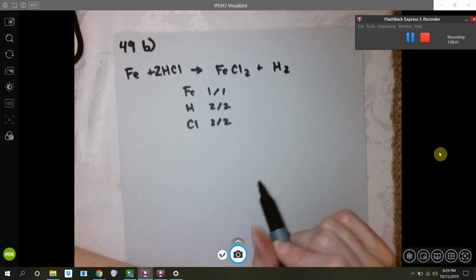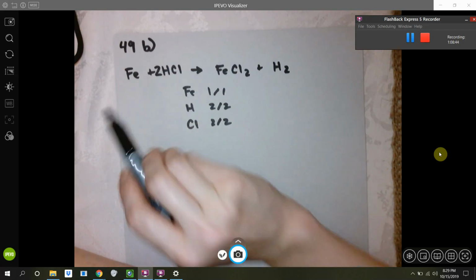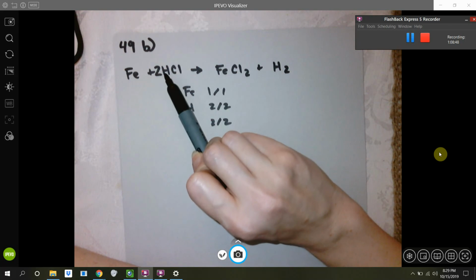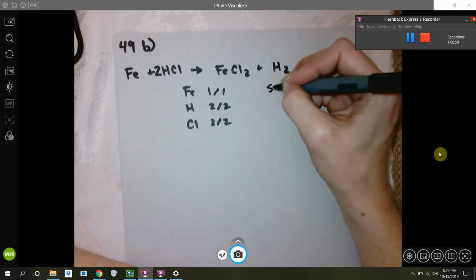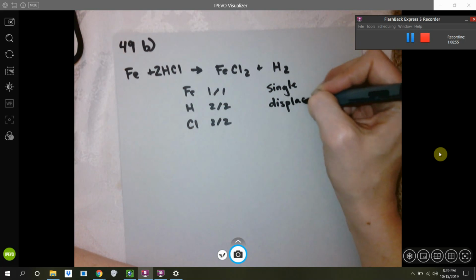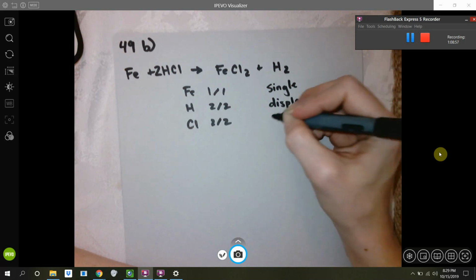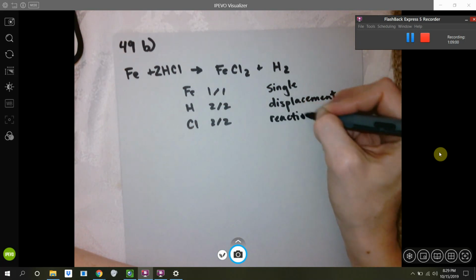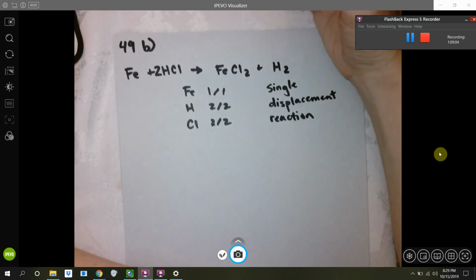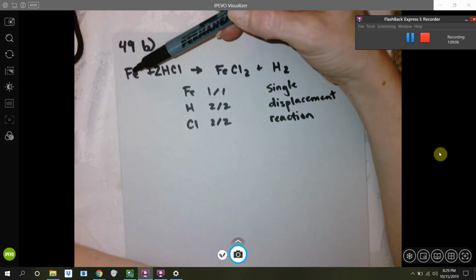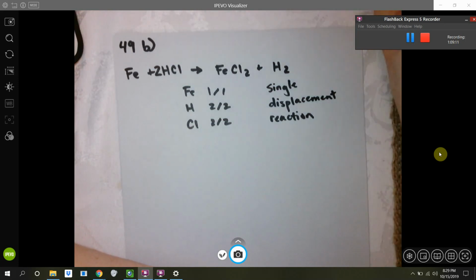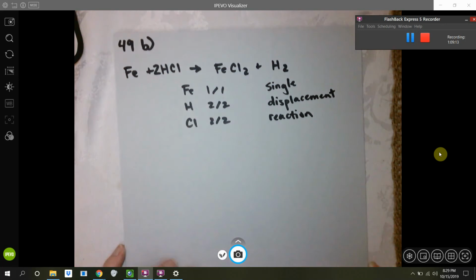What kind of reaction is this? Iron took the place of hydrogen. So this is a single displacement reaction, sometimes called a single replacement reaction. We can tell also because there's something all by its lonesome, and then an ionic compound, and then there's a bit of trading going on, right? Okay, let's look at 49C.